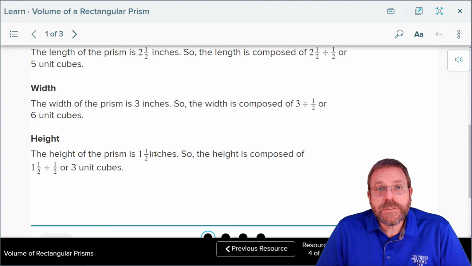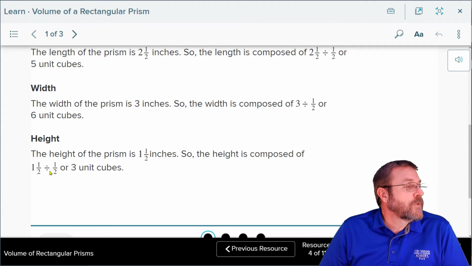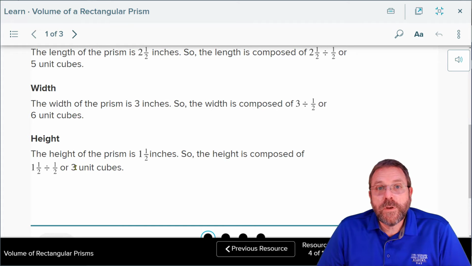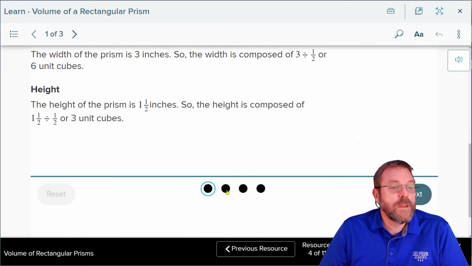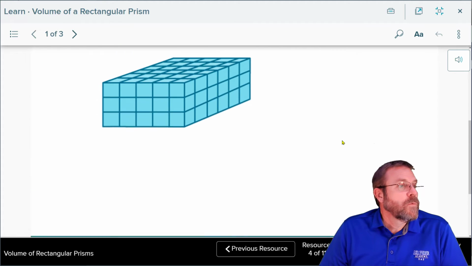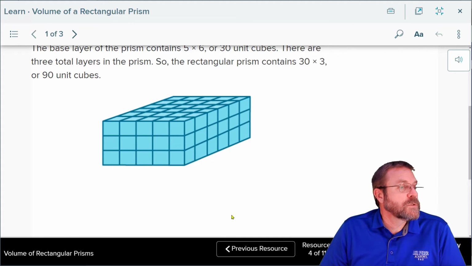Using the same process I showed you on the other two, you can figure out that that would take 3 unit cubes in order to cover it. So you're going to have a length of 5 unit cubes, a width of 6 unit cubes, and a height of 3 unit cubes. Next, we're going to actually build what we see here.